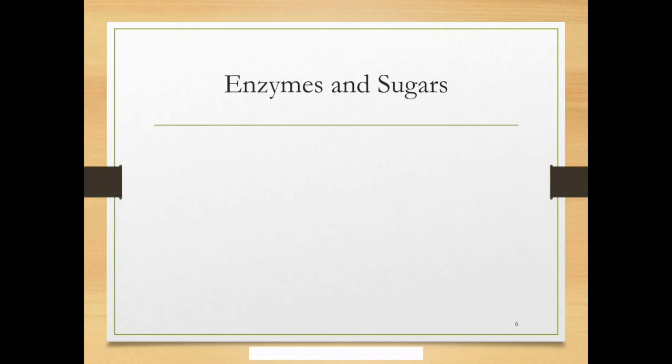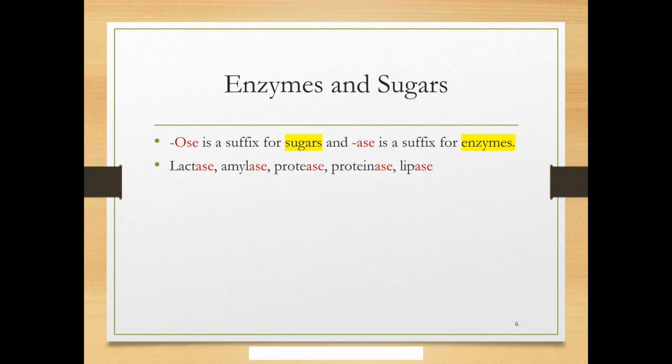Chemical breaking down of nutrients into simpler substances requires enzymes, catalysts for chemical processes. Remember that -ose is a suffix for sugars and -ase is a suffix for enzymes. The enzyme that acts on milk sugar or lactose is lactase. The enzyme that acts on starch is amylase. The enzymes that act on proteins are the proteinases or proteases. The enzymes that act on fats are the lipases. Specific enzymes act on different types of sugars and other organic substances. The suffixes -ose, meaning sugar, and -ase, meaning enzyme, are generally used in the terms referring to the sugars and the enzymes that act on them.